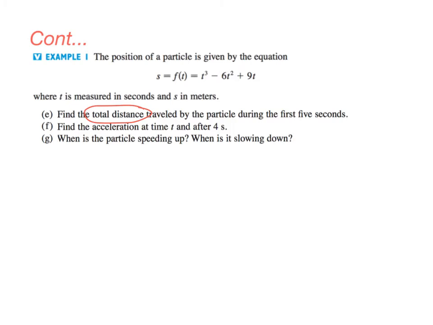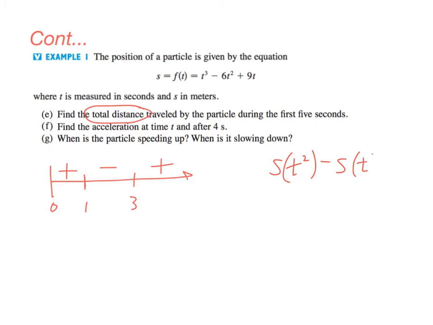So if I were to find total distance traveled, remember that sign chart that we had before? It was kind of helpful. We had 0 to 1, 1 to 3, it was plus, minus, plus, I believe. Having that sign chart tells us where, number 1, it's positive, and number 2, where it's negative. And to find total distance traveled, we're going to subtract where you ended up from where you started. And those are all based off of the time values here.